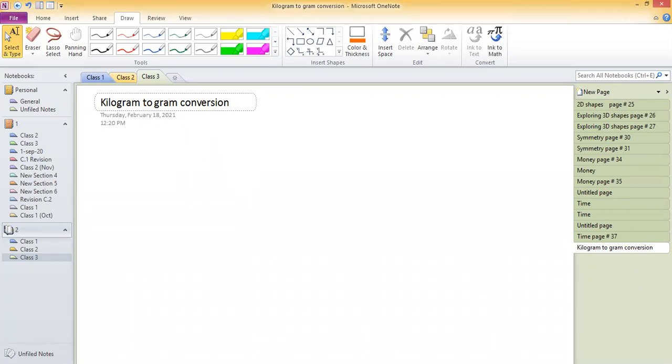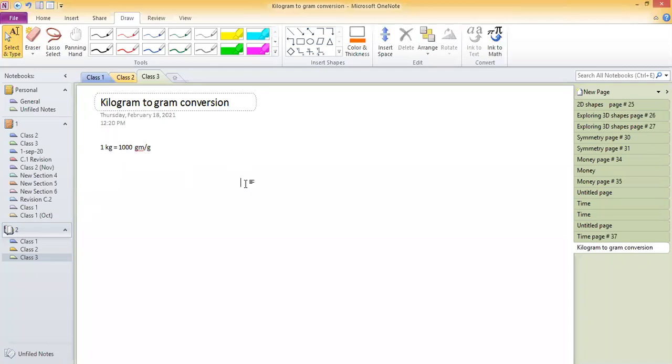All right, guys, today we are going to learn the conversion from kilogram to gram. There are some basic things you should know: 1 kilogram is equal to 1000 grams. You can write gram as GM, or you can also write it as G. Why do we use gram and kilogram? We use them to measure weight, to check how heavy or how light a particular object is, like the weight of books, your body, or your luggage.